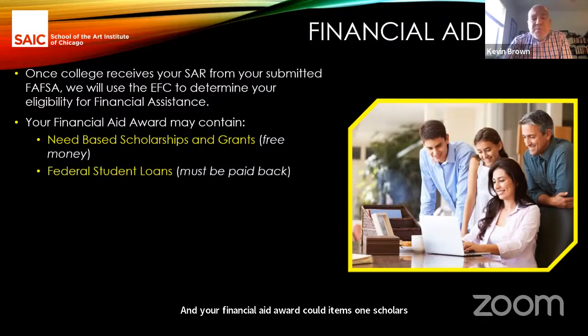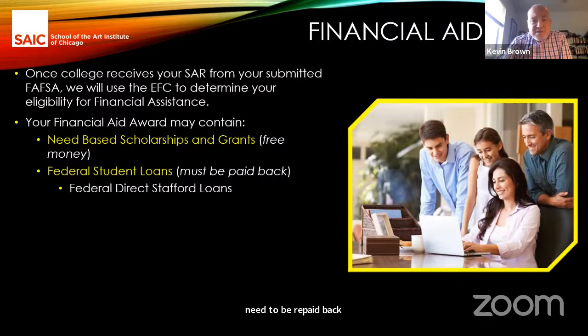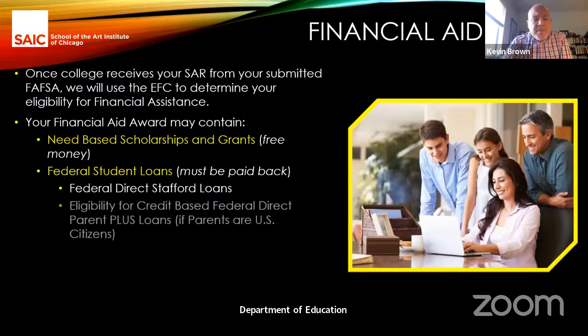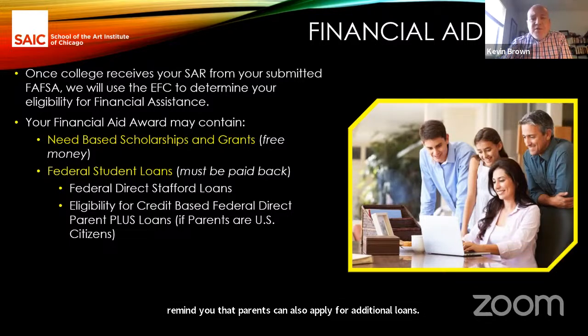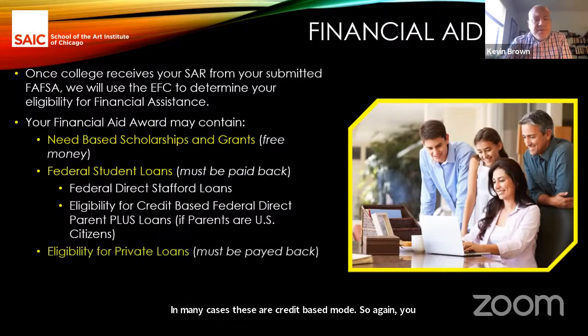It also includes eligibility for federal student loans from the U.S. Department of Education. As a reminder, these loans are not free money and they do need to be repaid. These can include the federal direct Stafford loan programs. These are loans specifically in the student's name, which are offered to the student by the U.S. Department of Education if you fill out a FAFSA and meet the qualifications. I want to remind you that parents can also apply for additional loans. In many cases, these are credit-based loans, so you do need to be approved for those loans.